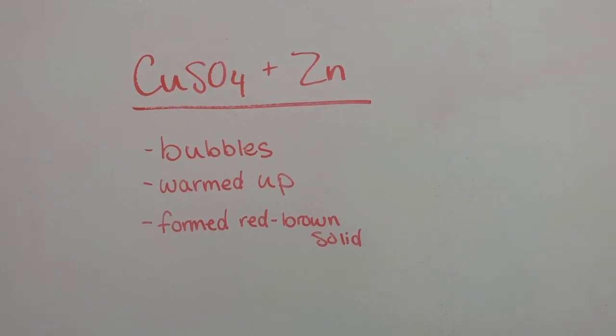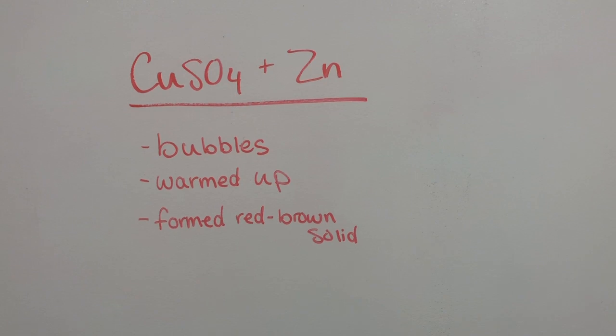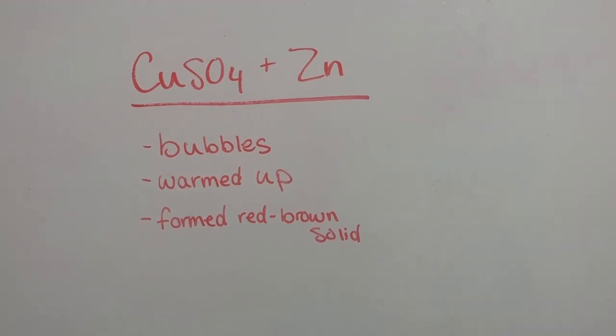During the reaction, the copper sulfate and zinc had bubbles, it warmed up, and at the bottom it formed a red-brown solid.